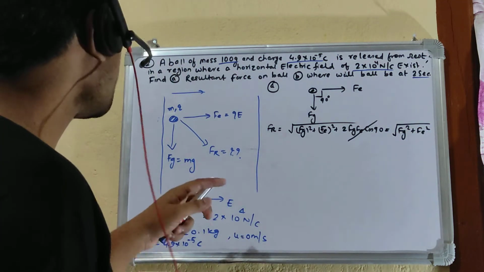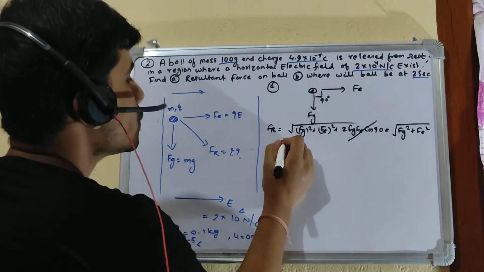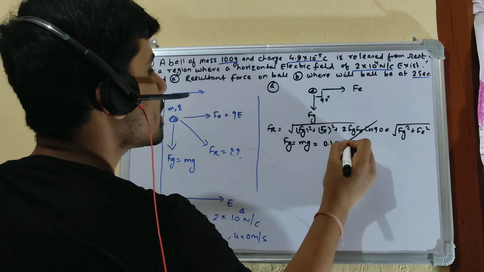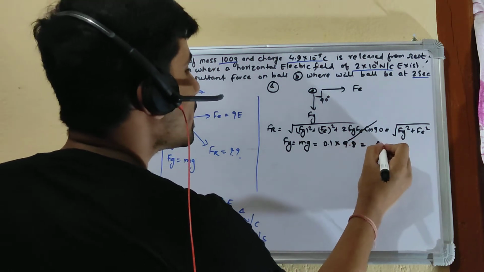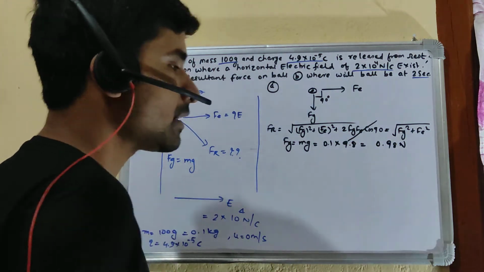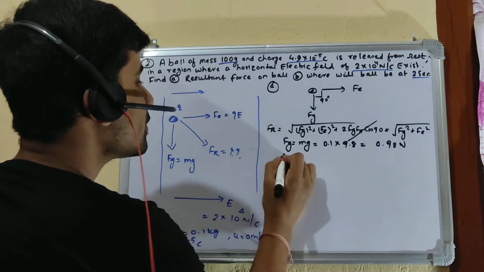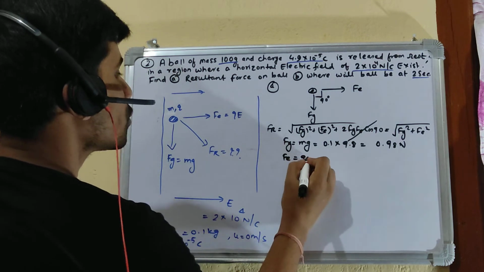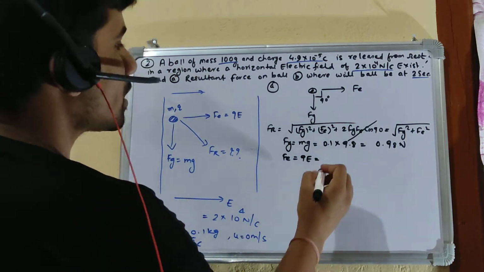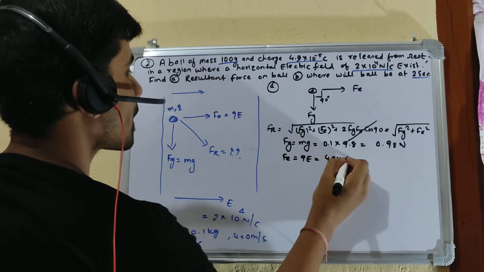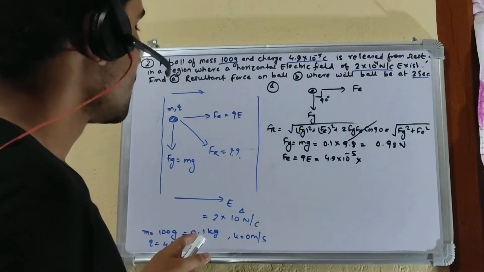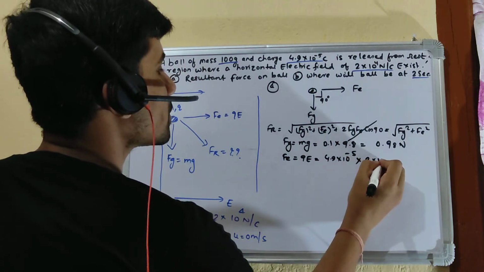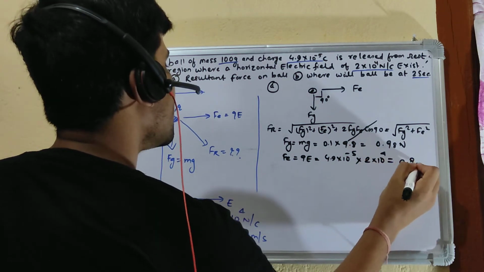Okay, so let's calculate the values of Fg and Fe. Fg is nothing but mg, where m is 0.1 kg and g is 9.8. So it will be 0.98 Newton, right? Fg. The electrostatic force is QE, where Q is given as 4.9 into 10 to the power minus 5, and E is 2 into 10 raised to 4. So this is again nothing but 0.98 Newton.